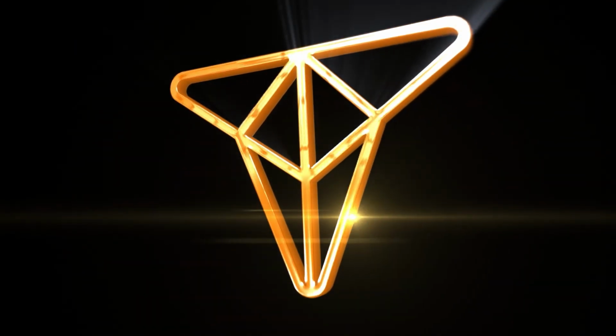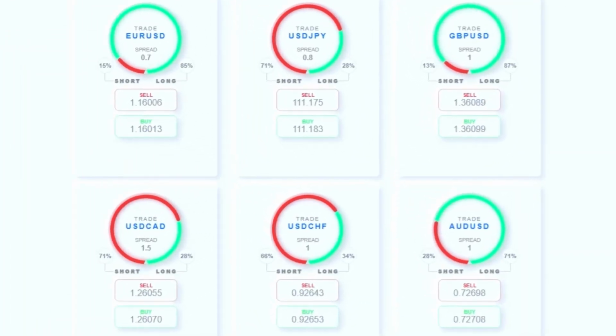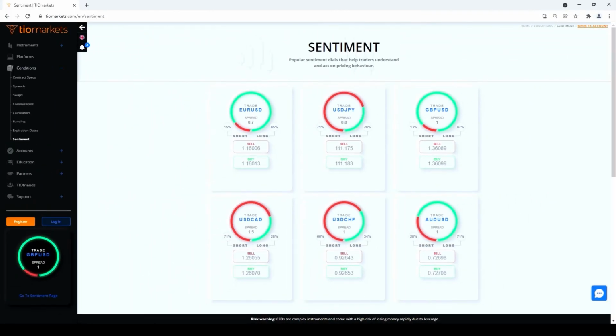The sentiment indicators on TIOmarkets website are represented as dials, and they show us the open positions of TIOmarkets clients for each asset or symbol. You can also scroll down the page and select from other symbols if they are not shown here. I will leave a link to the sentiment indicators page in the description. They are being updated frequently.